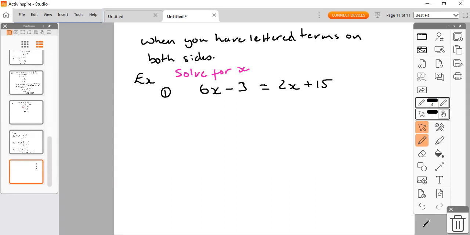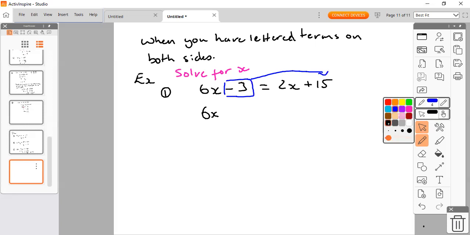Okay, looking at bringing that together, so we're collecting like terms. Now again, usually want the letter term on the left-hand side, the numerical term on the right-hand side. Leaving that 6x where it is, get rid of the number term. We're just doing that as a sort of change side, change sign. So what I'm doing to the left-hand side is I'm adding 3, and add 3 on the right-hand side as well.